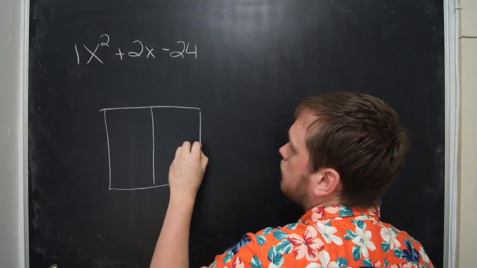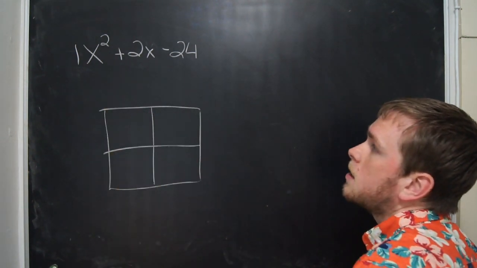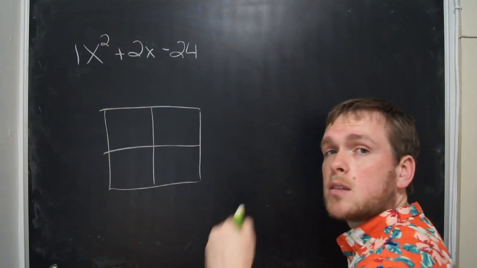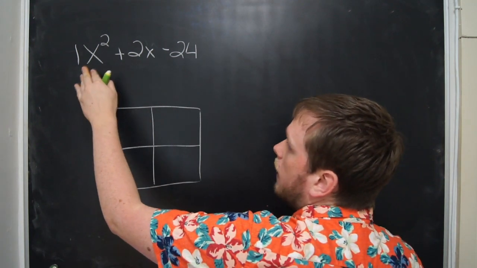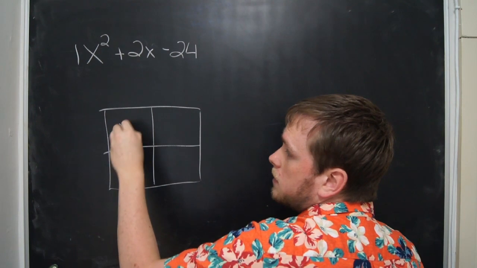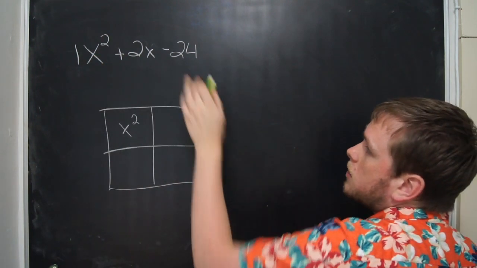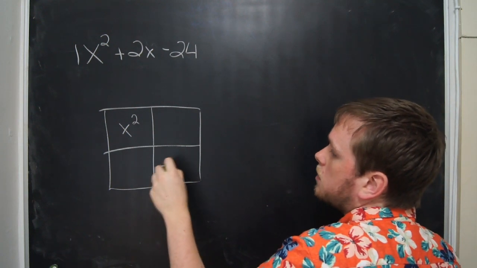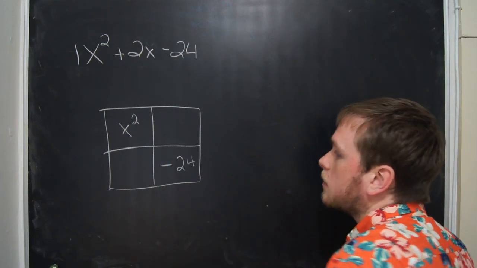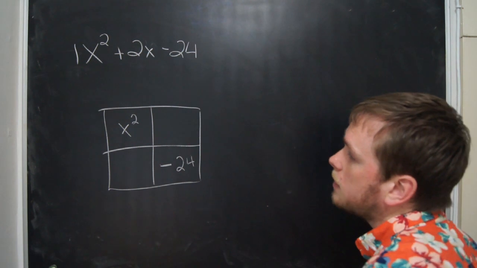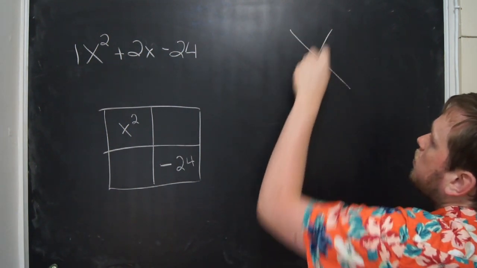So to use the box method in this first problem, we're just going to set up a box. We'll split it into 4 pieces. And for the top left box, we're going to put our leading term in, which is 1x squared, or I could also just write it as x squared, right? That 1 is implied. And in the bottom right box, I can put my trailing constant, which in this case is negative 24.